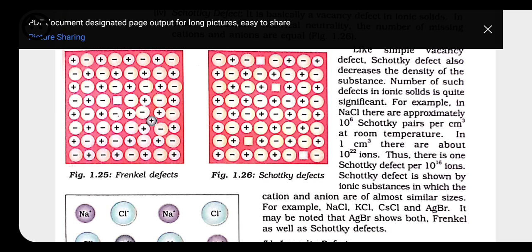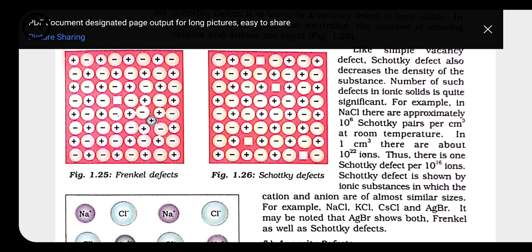Okay, second thing, here only the cation is going to be displaced from its place, never will any anion change its place. So what are the conditions for the Frenkel defect? The most important condition that we are talking about is that the size of the cation should be smaller than the size of the anion.